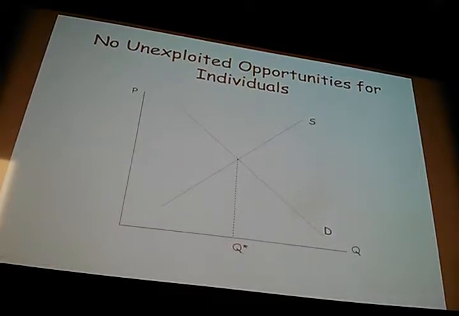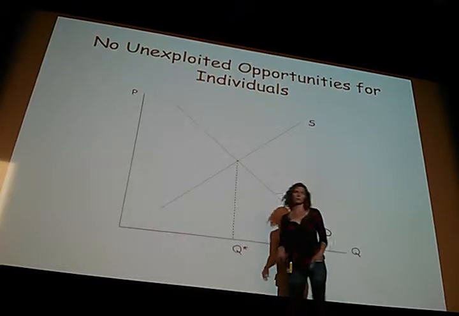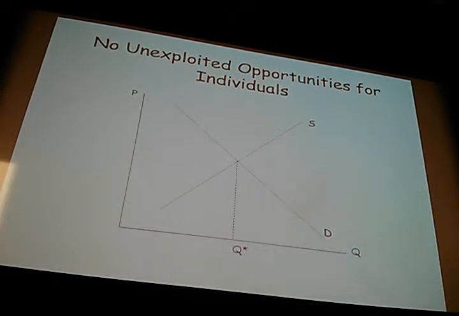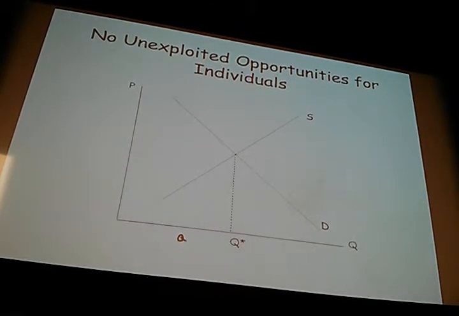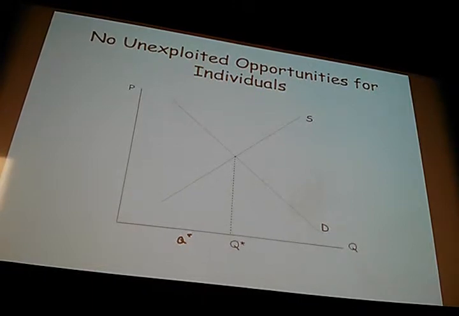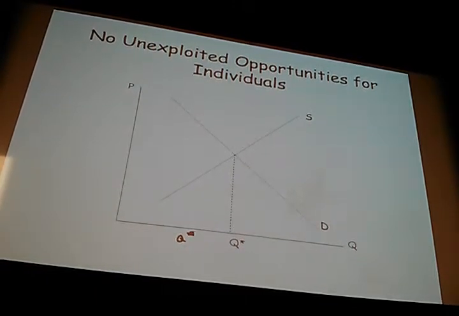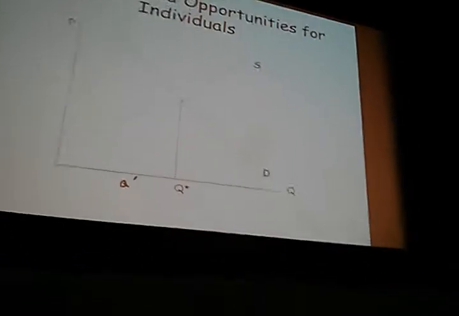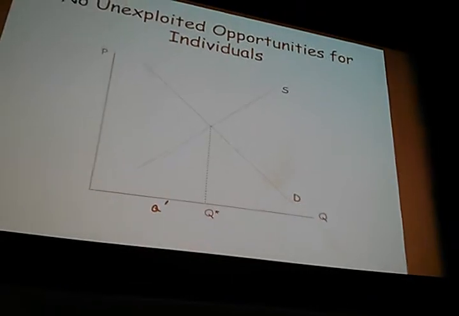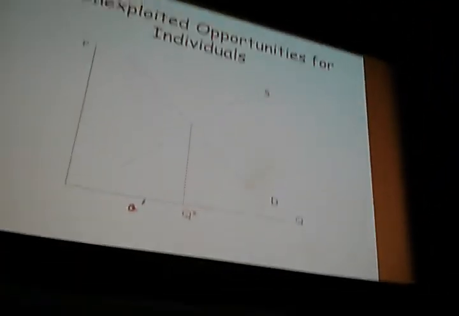So for example, what do we mean when we say the market leaves no unexploited opportunities for individuals? What I mean by this is that, let's suppose that the quantity being produced is down here, some amount less than the equilibrium quantity.